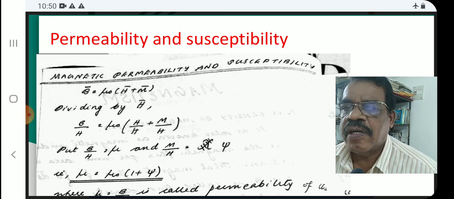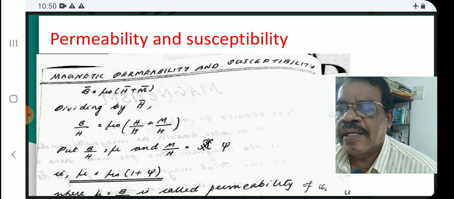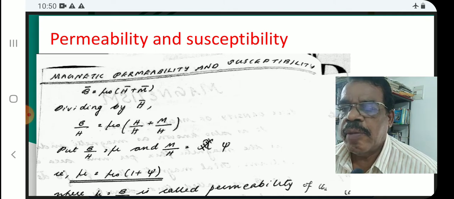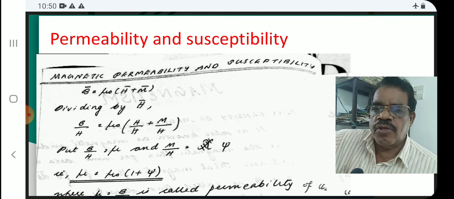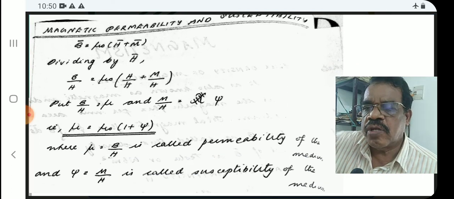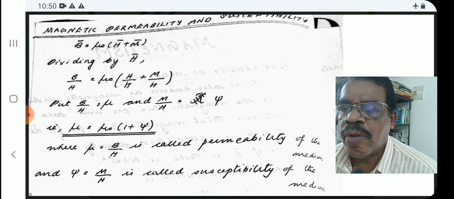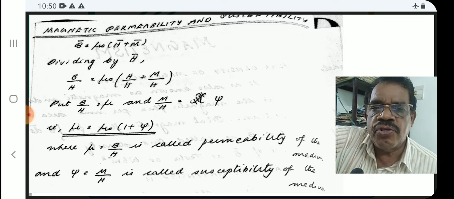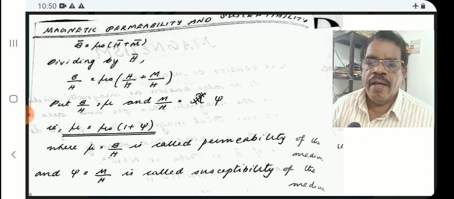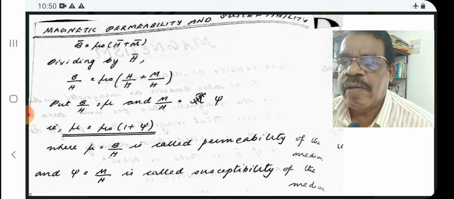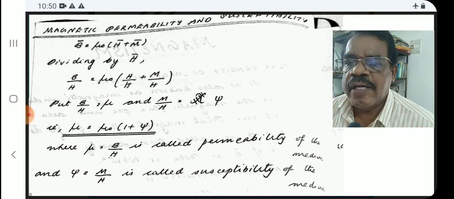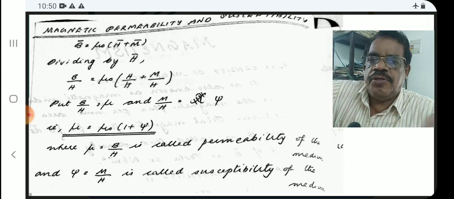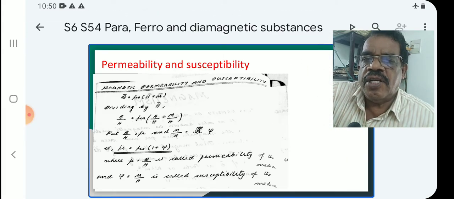Dividing this equation by H throughout, B by H is equal to mu 0 into H by H plus M by H. Put B by H equal to mu and M by H equal to psi. That is substitution. Then we get mu is mu 0 into 1 plus psi, where mu is B by H, called permeability, and psi is equal to M by H or I by H, called magnetic susceptibility of the medium. Mu is B by H, called permeability, and psi is M by H, called susceptibility. And what is the definition? This ratio is the definition.